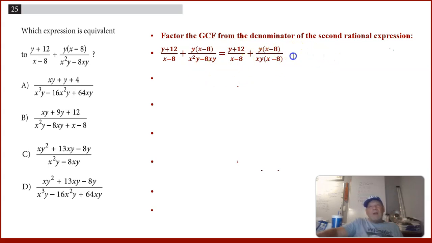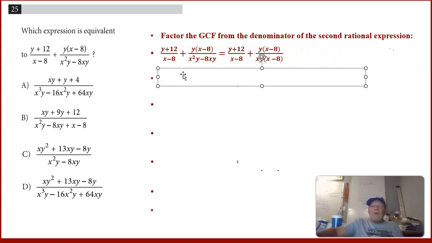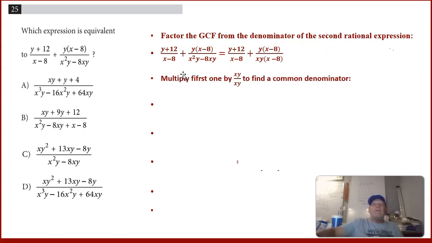So I'm going to have to find a common denominator by multiplying that first fraction by xy over xy, because what is xy over xy? That's what, when I was teaching in brick and mortar, I would call a special one, because it equals 1, because anything over itself equals 1. So if I multiply a fraction by 1, I get that same fraction back. It's just not in simplified form.